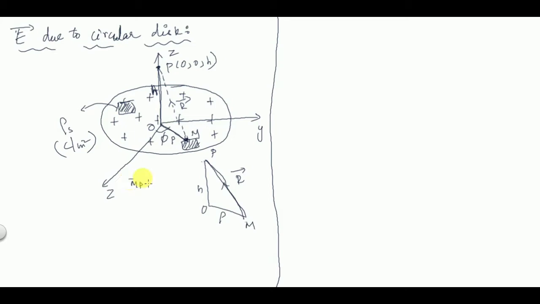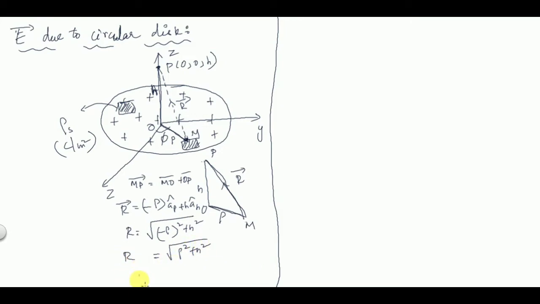So mp bar is equal to mo bar plus op bar. From m to o, rho is decreasing, as we have seen in the previous cases also, so minus rho a rho cap plus h into ah cap, this is r bar. Then what is r? Root of minus rho whole square plus h square. If you understand my previous videos, this is very easy, rho square plus h square is r square. So r cube is rho square plus h square whole to the power of 3 by 2.